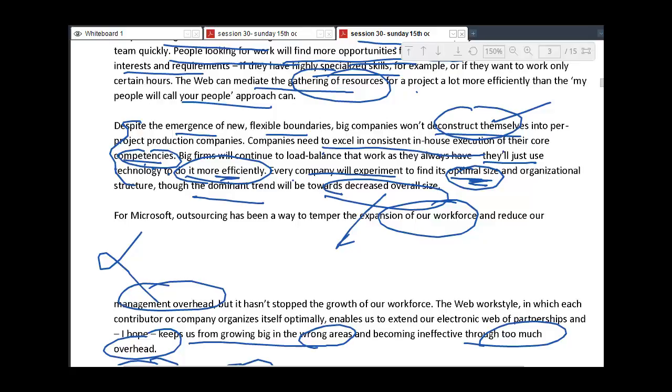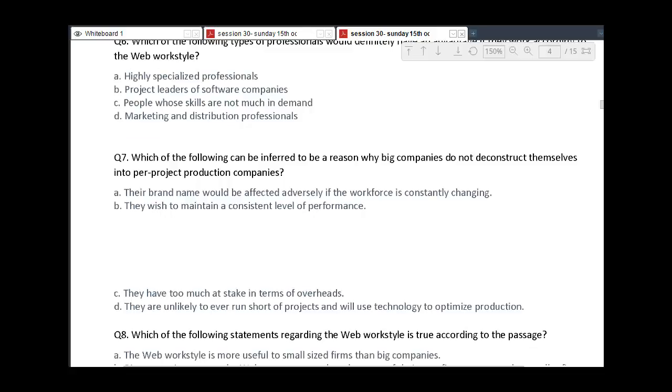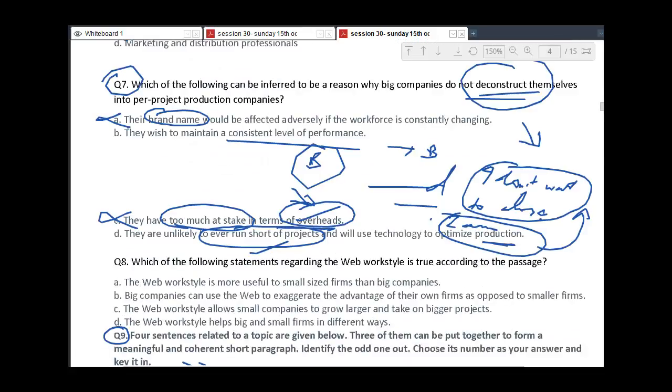So the only thing that I can see, the best option for me, is the option that we have marked. And even if this was a very difficult question, people, by holding on to your common sense, you can mark this answer. Where is the brand name featuring in? Where it says there is too much at stake in terms of overheads. You will have too much at stake only when you will have the overheads. But the overheads are not there. The companies are trying to avoid the overheads by avoiding too much of hiring and too many people. So again, D goes out, C goes out.